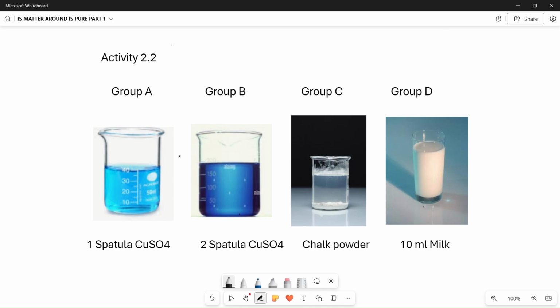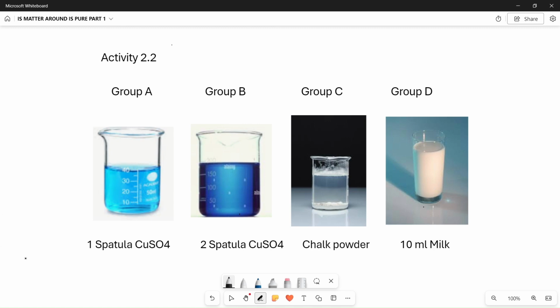Let's see this activity. Okay, when you go to lab, your friends and you divide into 4 groups: group A, group B, group C, and group D. So the instructor has given you one beaker with 100 ml of water to all groups, right? Then they provided 1 spatula of copper sulfate to group A, 2 spatulas of copper sulfate crystals to group B, and chalk powder, or you can take wheat flour in this place, to group C, and 10 ml of milk to group D. So they have to dissolve these crystals in the beakers, this chalk powder in this beaker of water, and milk in this glass of water.